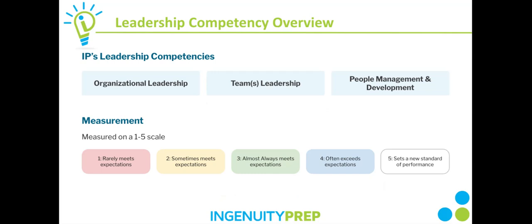Staff and leader roles will also be rated on these 3 leadership competencies. These apply only to leaders and have been designed to reflect what high-quality, mission-aligned leadership at IP looks like. They are also intentionally cross-functional and role-agnostic and intended to create consistency and clarity across leadership roles within the organization.